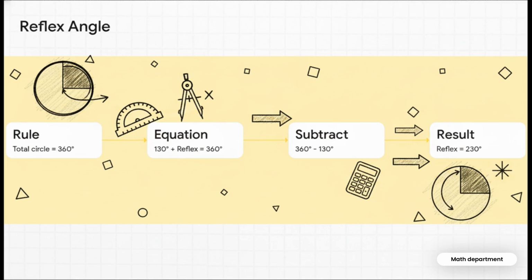We know the total circle is 360 degrees. So our inside angle of 130 degrees plus our unknown reflex angle must equal 360. To find the missing piece, we just subtract our known angle from the total. 360 minus 130 gives us a reflex angle of 230 degrees. This is exactly why subtraction is your best friend when dealing with circles.